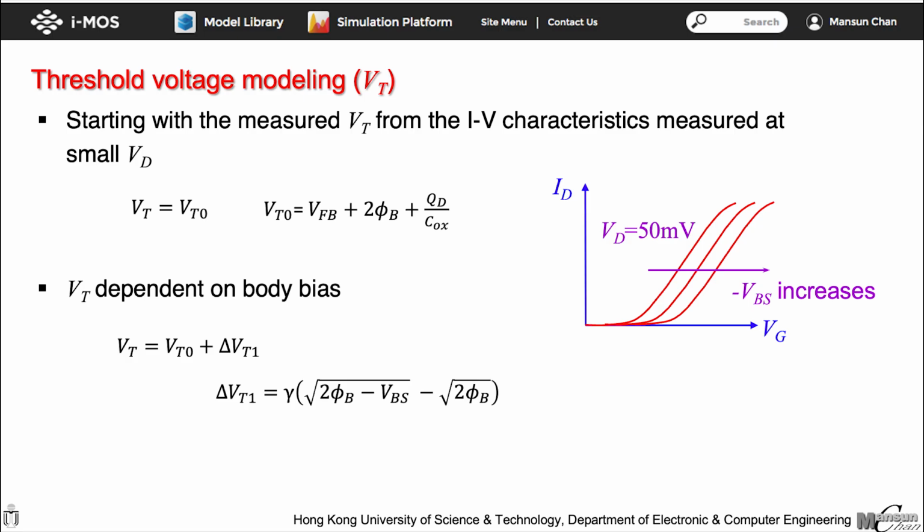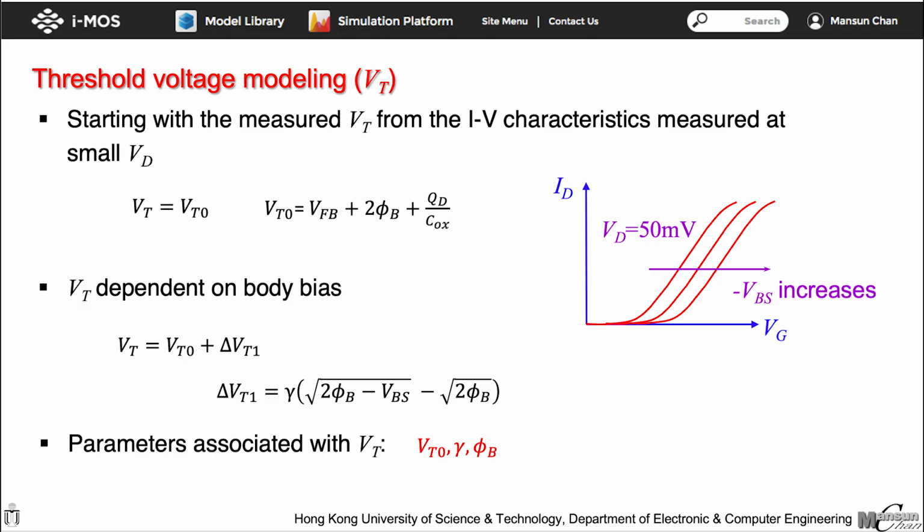In this process, we introduce some new parameters to accurately determine VT, which are listed here. In the BSIM3 model, the body factor gamma is referred to as K1. The value of phi b is calculated using other parameters, including substrate doping and channel doping. However, to keep things simple, we will treat phi b as an independent parameter in this discussion.